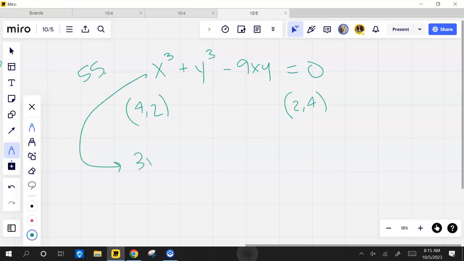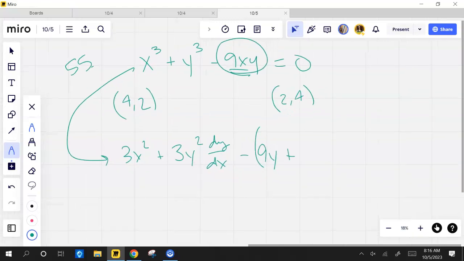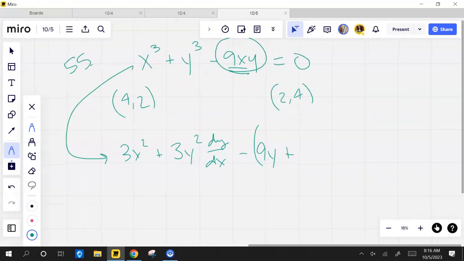So I get 3x squared plus 3y squared dy dx minus, and now I got to do product, yes? Derivative of the first times the second plus, and I got to put this in parentheses here because I'm subtracting all of this. So be careful, watch those signs. Plus the first times derivative of the second, which would just be dy dx. And it still equals 0 because derivative of 0 is 0. Y'all with me?